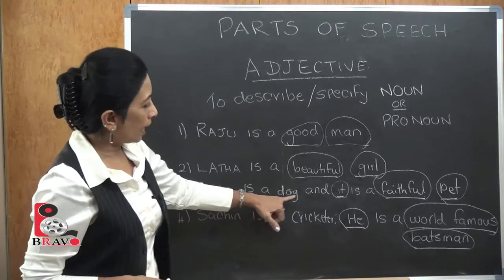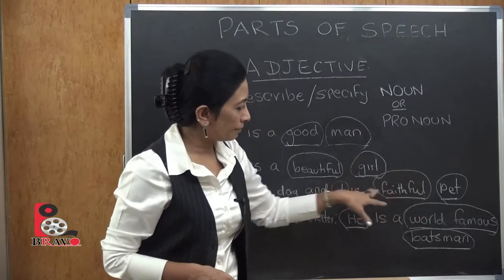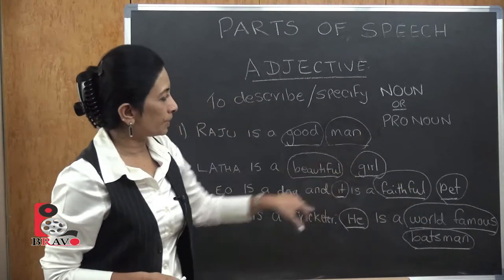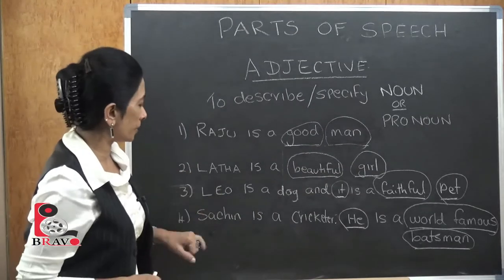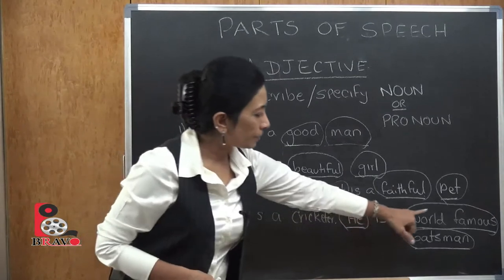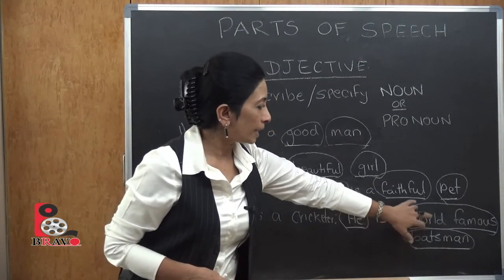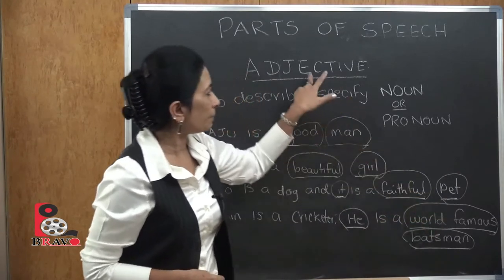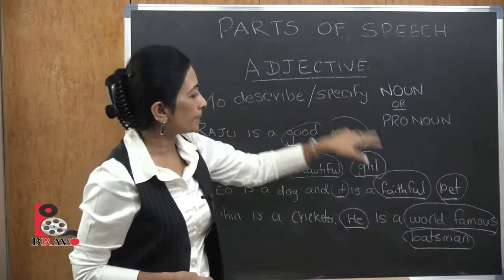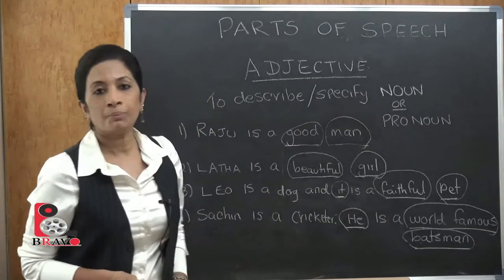Leo is a dog and it is a faithful pet. Pet is the noun. What kind of a pet? Faithful. And it becomes the pronoun which links the two sentences together. Sachin is a cricketer. He is a world famous batsman. So here batsman is the noun. What kind of a batsman is he? World famous. That becomes the adjective because it describes the noun. And he is the pronoun.